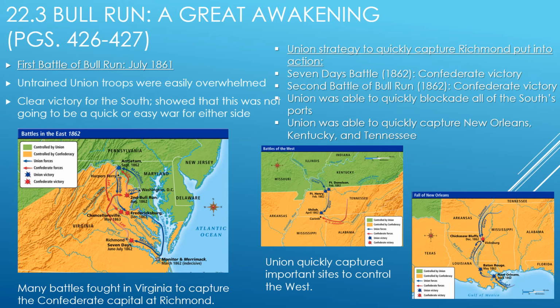So the Union was able to quickly capture New Orleans. That's the opening of the Mississippi River, so they're putting that part of the plan in action. And they're able to capture really important forts in Kentucky and Tennessee to control the middle part of the country. So in Virginia, the Union is not doing well at all, but in other parts of the country, the Union is.